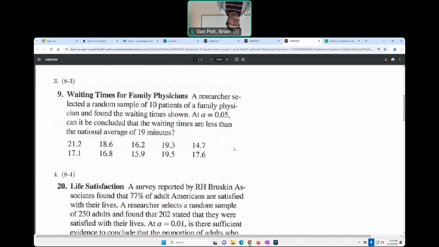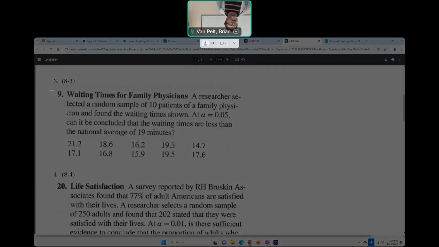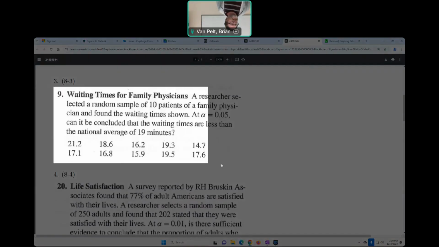I don't think we did the waiting times for the physicians though, did we? This may be the last of the problems I have, so let's see how it goes.